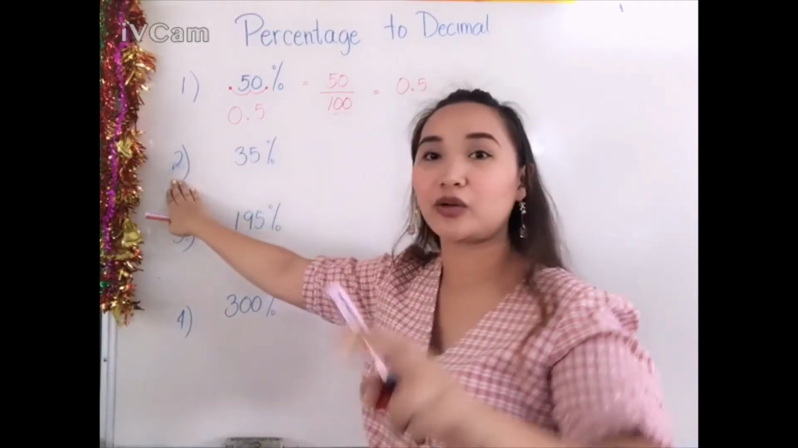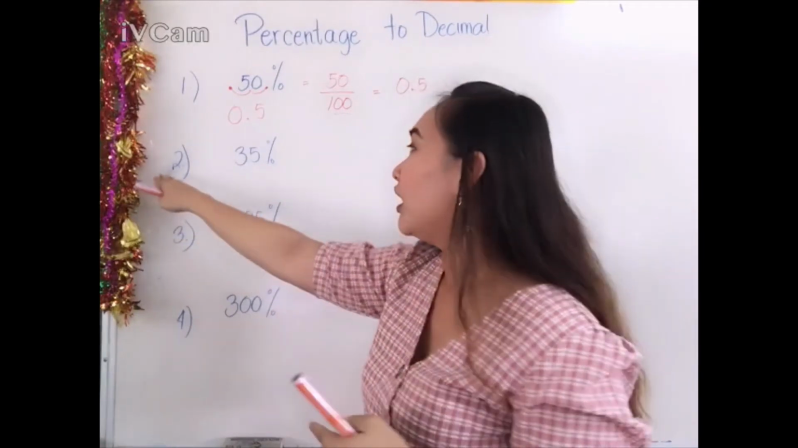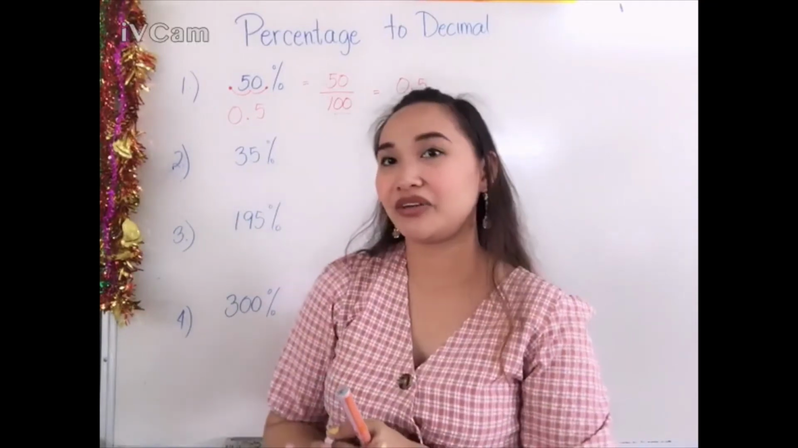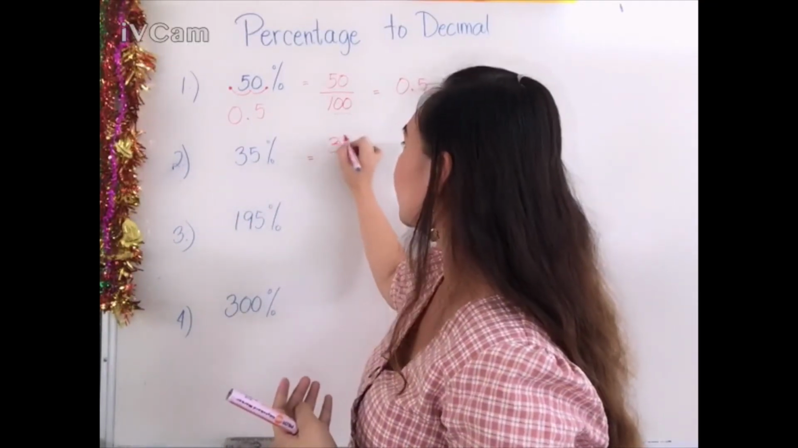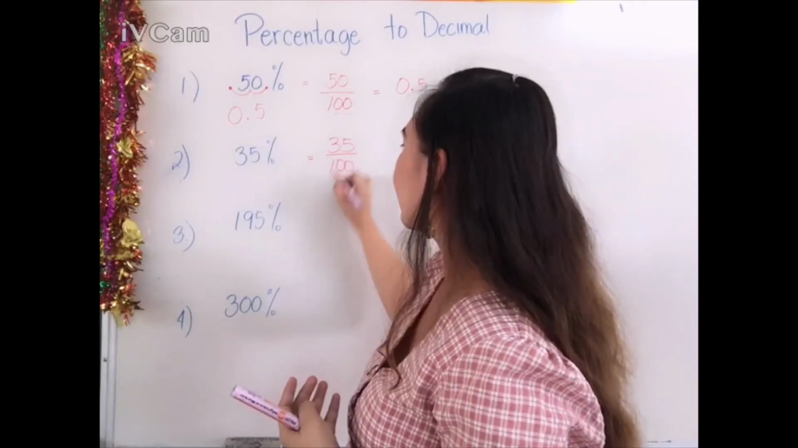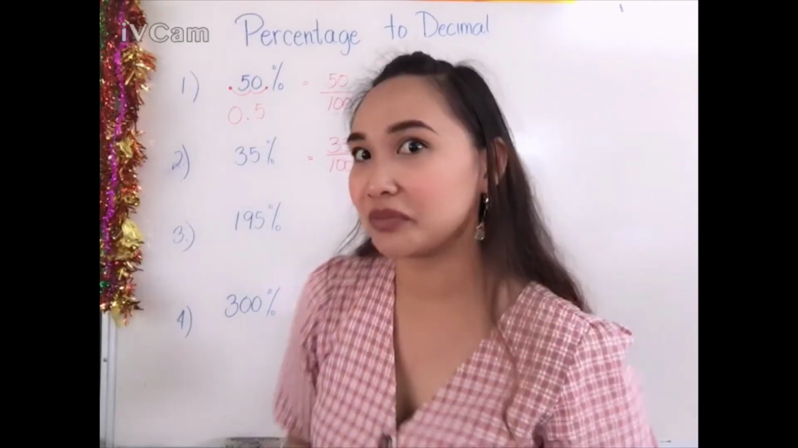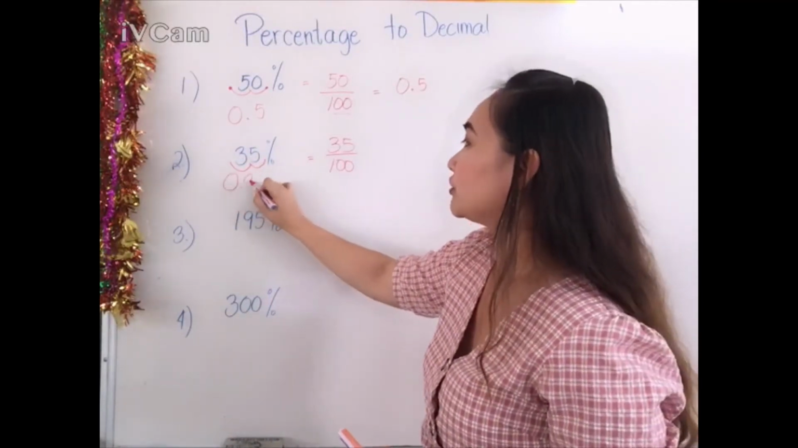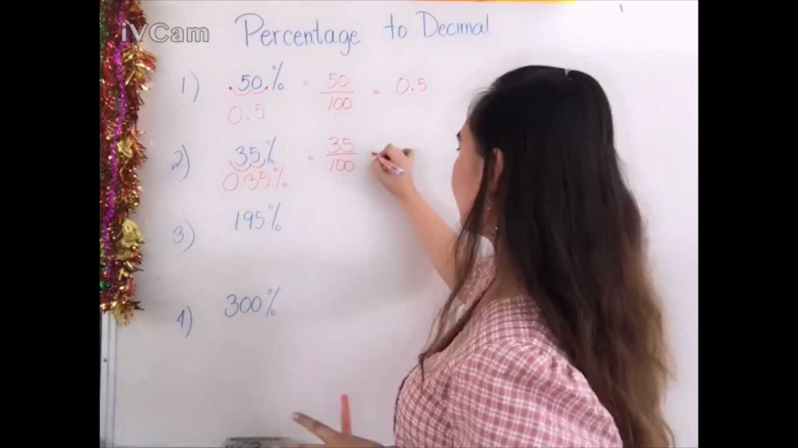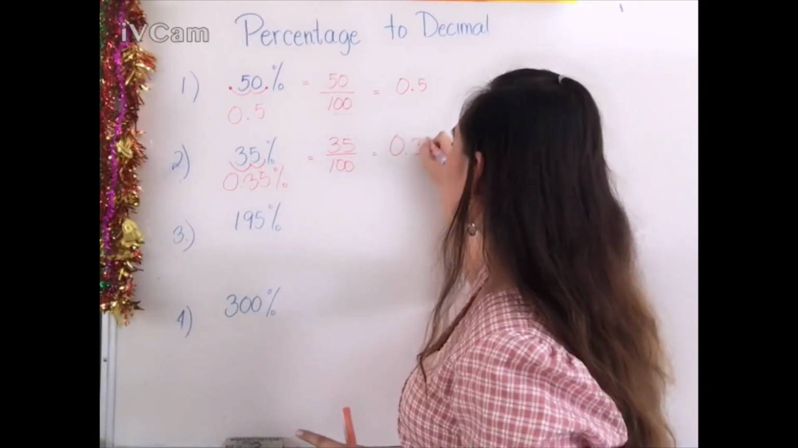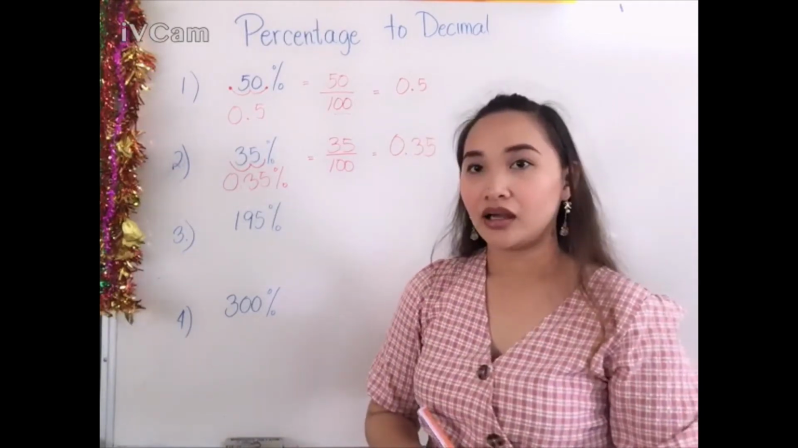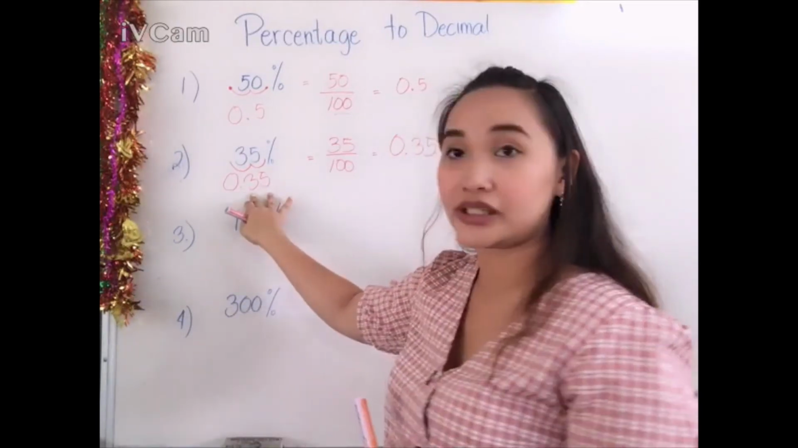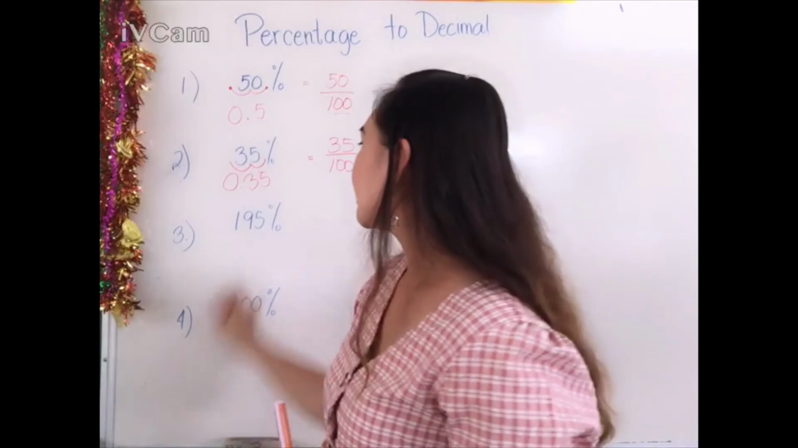Now question number 2. By the way, if you have a question, just comment down below. Number 2, we have 35%. So we're going to write 35 over 100. Let's move 2 decimal places, 1 and 2, so that is equal to 0.35. Sorry, this is not a percent. So that is 0.35.